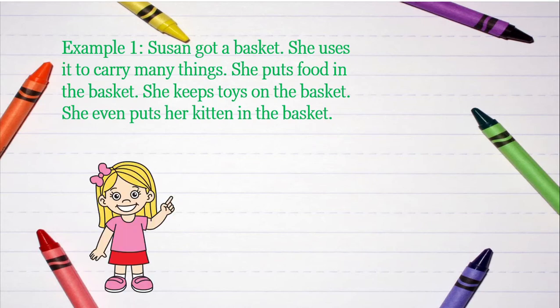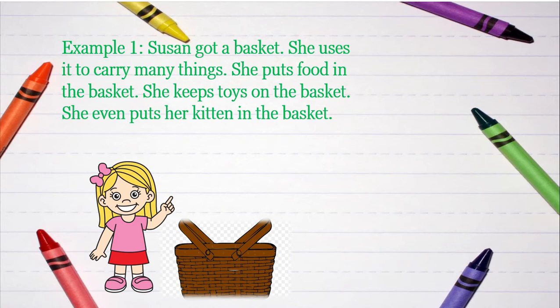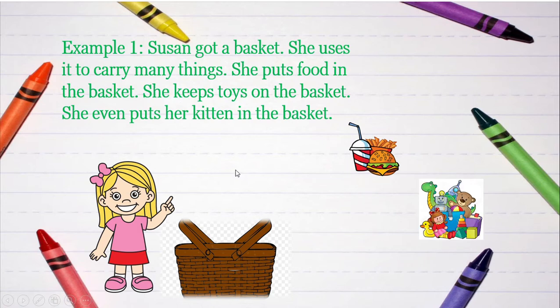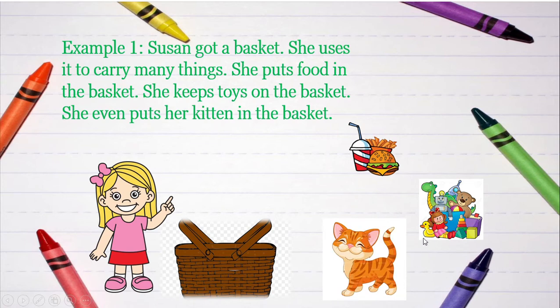Meet Susan. Susan got a basket. She uses it to carry many things. She puts food in the basket. She keeps toys in the basket. She even puts her kitten in the basket. So this is Susan. She has a basket. She uses it to carry many things like the food, toys, and kitten.